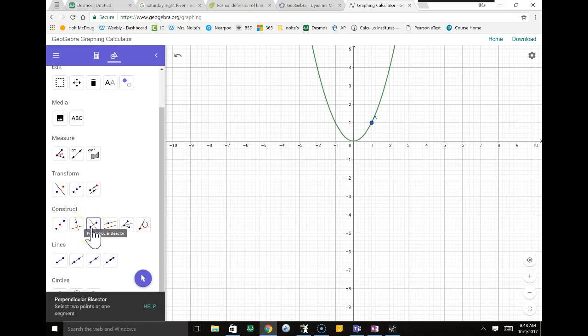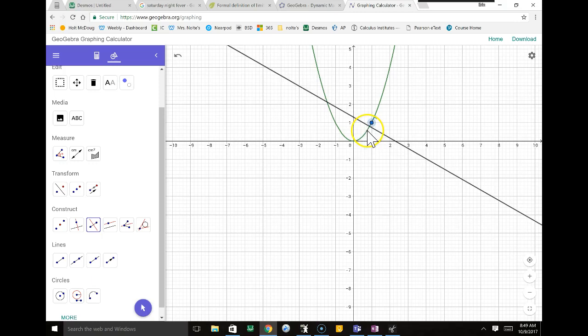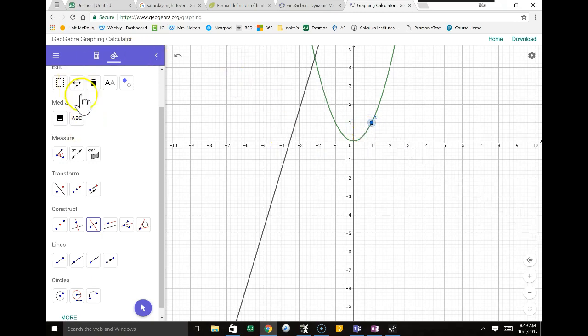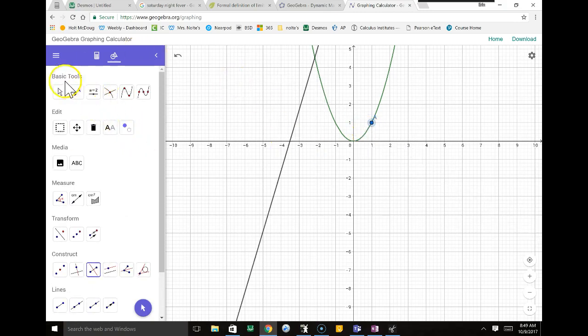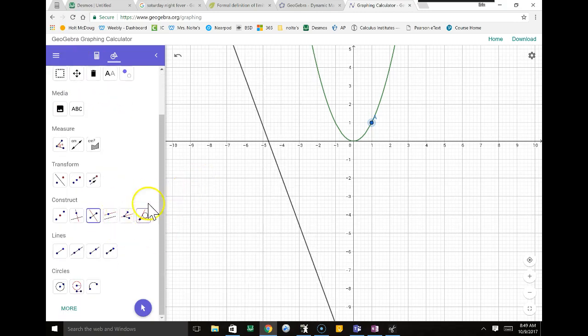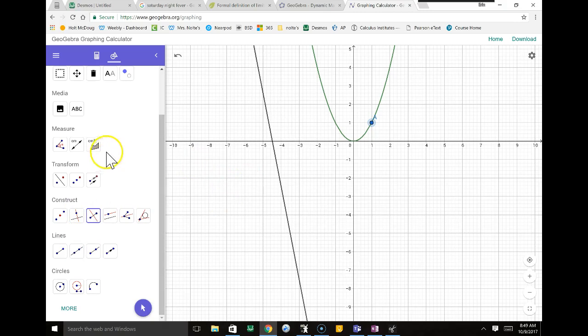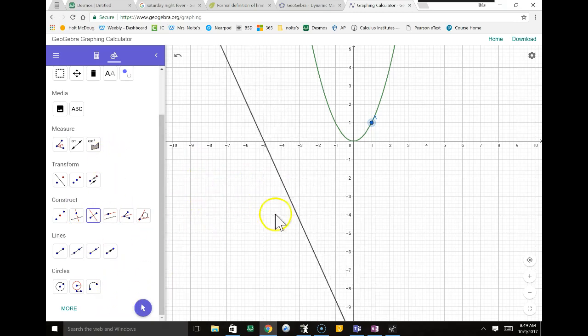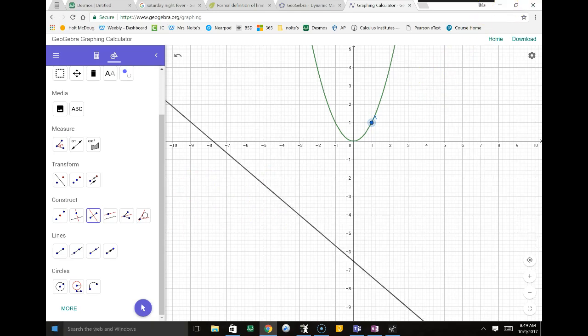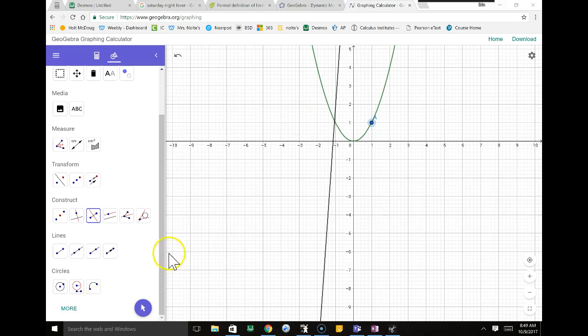Construct bisector. I don't know if this will work or not, but no, that's not what I want. Wow, that's way away. Go away. All right, hold on. I'm going to pause this for a second. Oh, that's because it's not working.